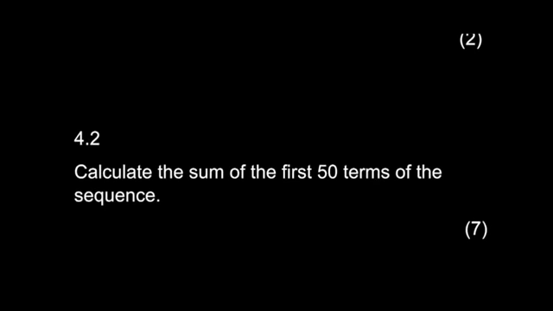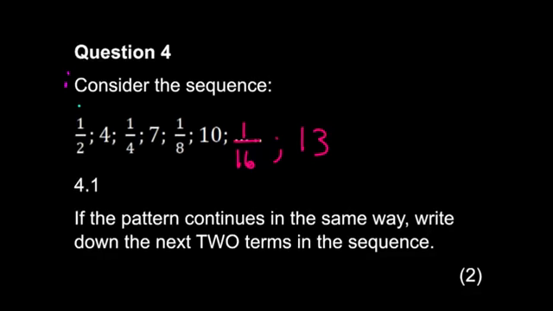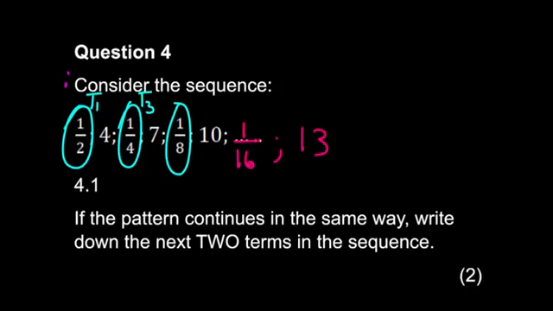And then if you wanted to calculate the sum of the first 50 terms, that's very interesting because the sequence is made up of 2. So it's got the blue sequence made up of T1, T3, T5, and then it's made up of the yellow sequence, 4, 7, 10, 13. So it would be T2, T4, and T6.